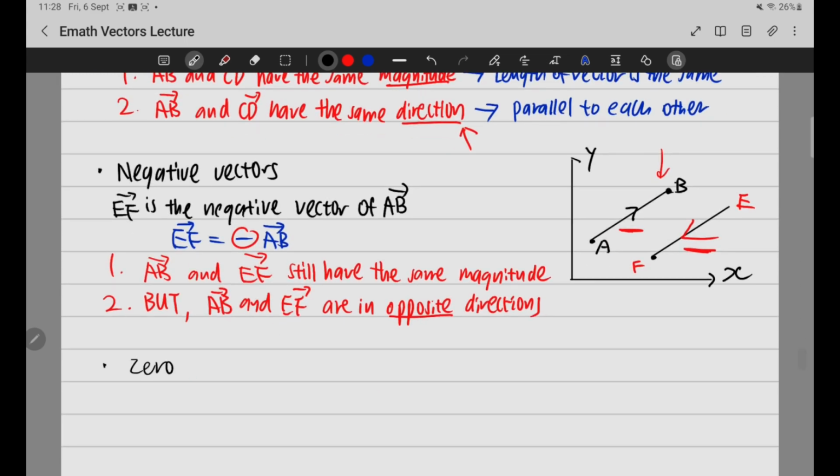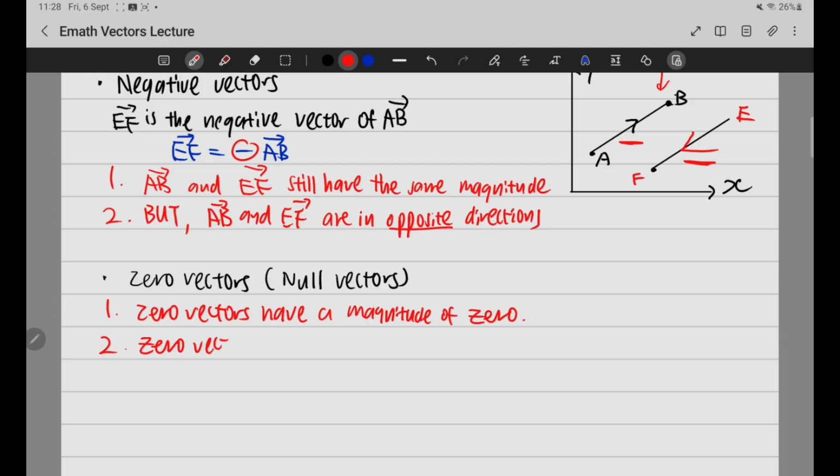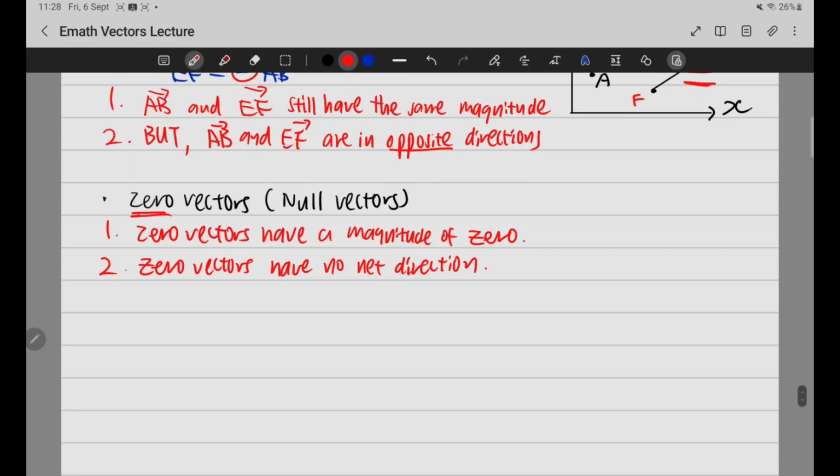Zero vectors, or sometimes we call them null vectors. What does this mean? Null vectors or zero vectors, it all comes back to the same two points, right? Magnitude and direction. So zero vectors have a magnitude of 0, and zero vectors have no net direction. So when will we use this concept of zero vectors?